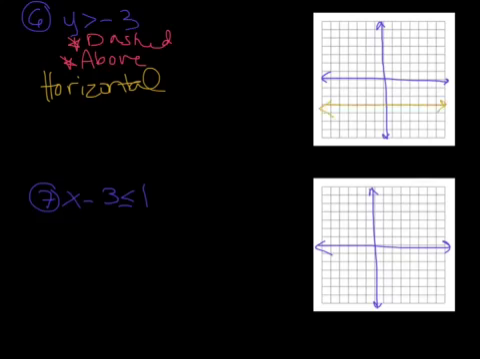And I just made a mistake, which was that I did not make it dashed. Luckily, I can go through and change it. So I'm also going to shade above that line, which is going to be everything up here.